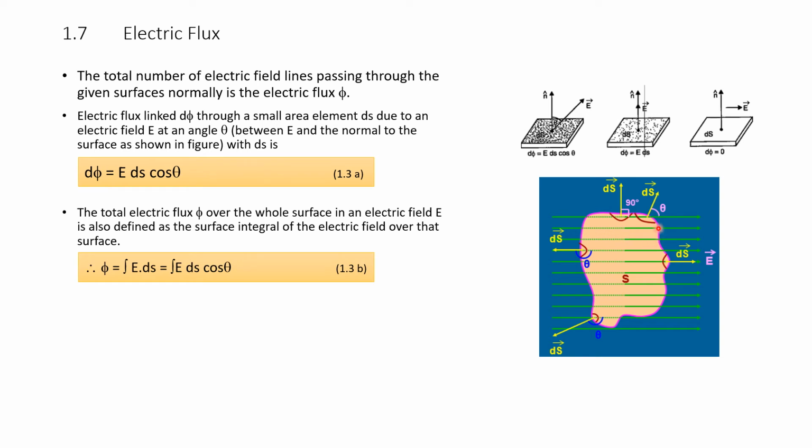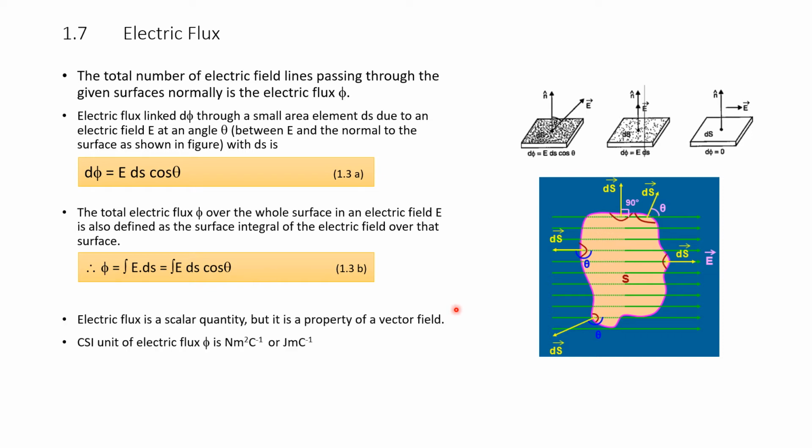The total electric flux phi over the whole surface in an electric field E is defined as the surface integral of the electric field over that surface. Therefore, phi is given by the integral of E dot ds, which is equal to the integral of E ds cos theta. Let this be equation 1.3b.